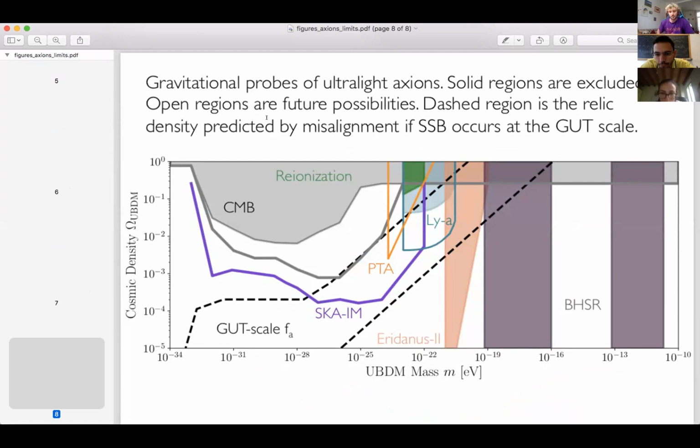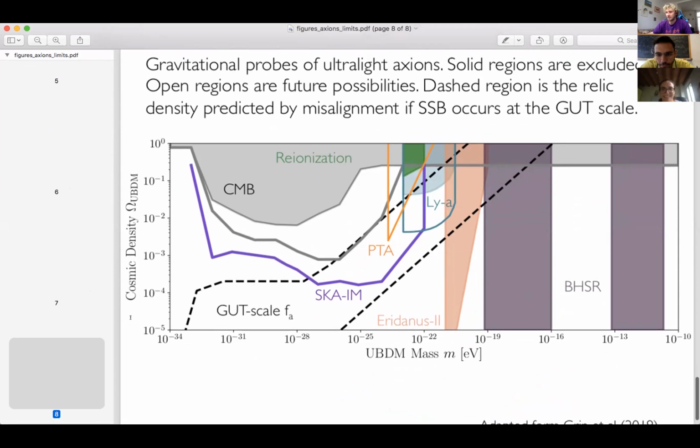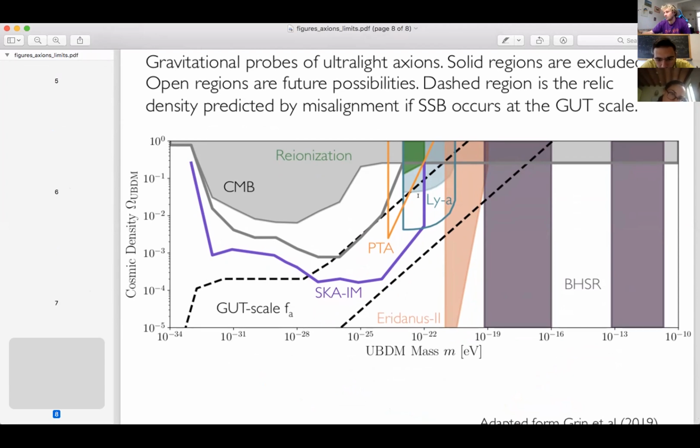So this is kind of collecting all the different bounds on fuzzy-like axions, and I use it as a bit of propaganda sometimes. So here's all the mass ranges. Here's the allowed cosmic density. And as we know, fuzzy dark matter sits in this 10 to the minus 22, 10 to the minus 20 eV mass range. It's probed by the Lyman alpha forest.